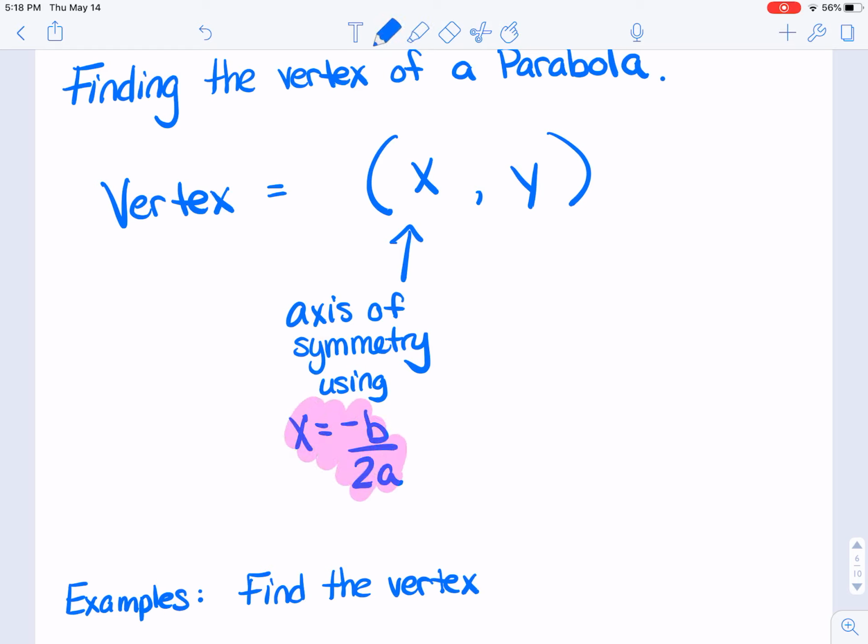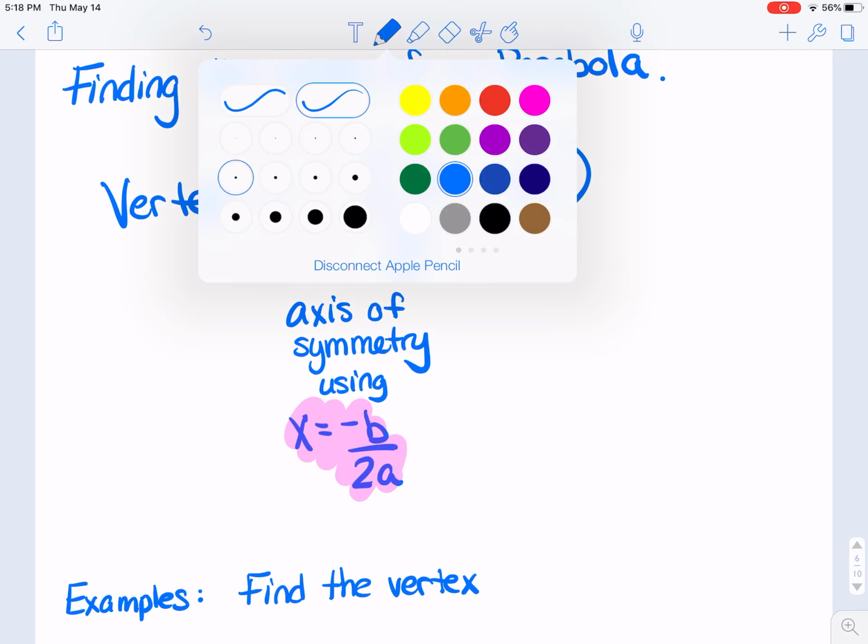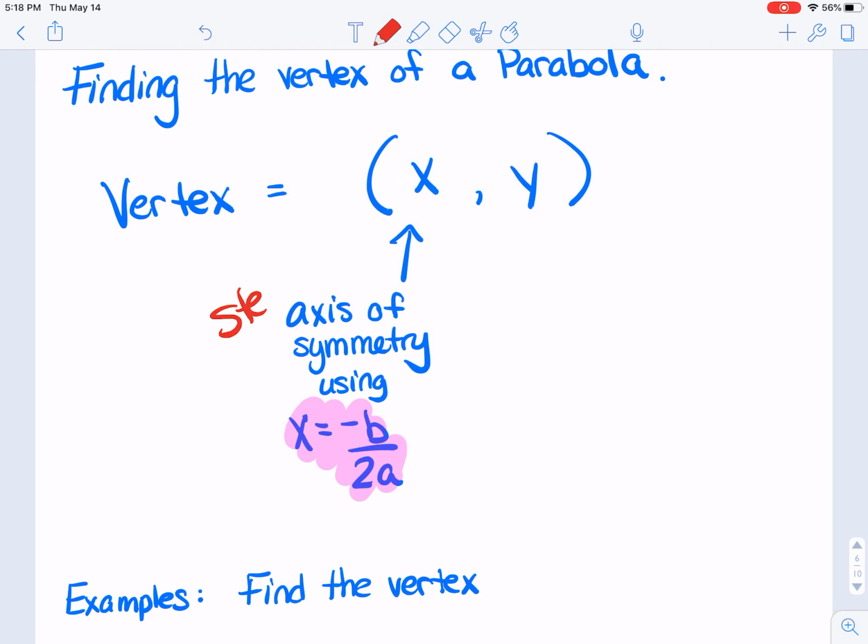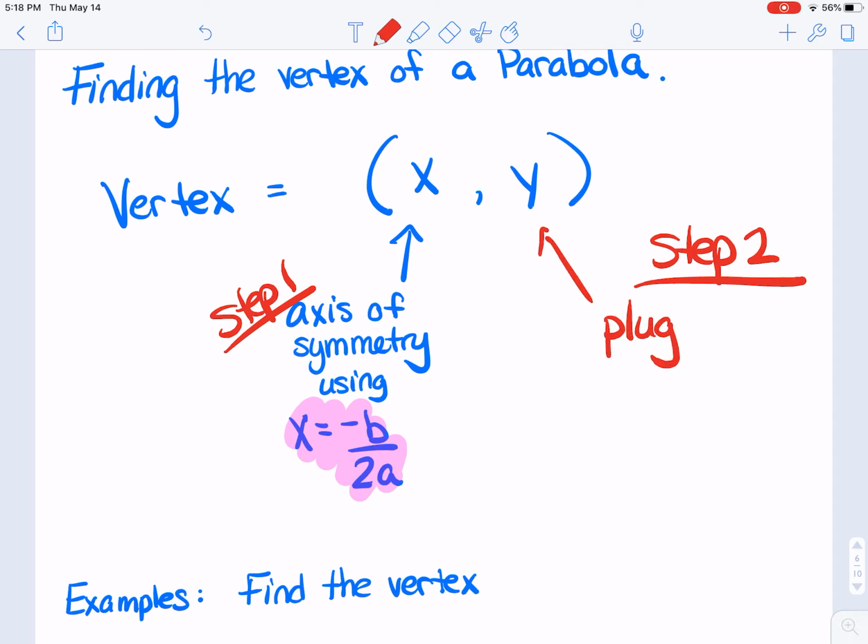That's your step 1. So step 1, I'll write it in a different color. We'll say this is step 1. You're going to find the axis of symmetry. Step 2, that's going to give you your x value. So to get your y value, you are going to plug the x value into the equation.